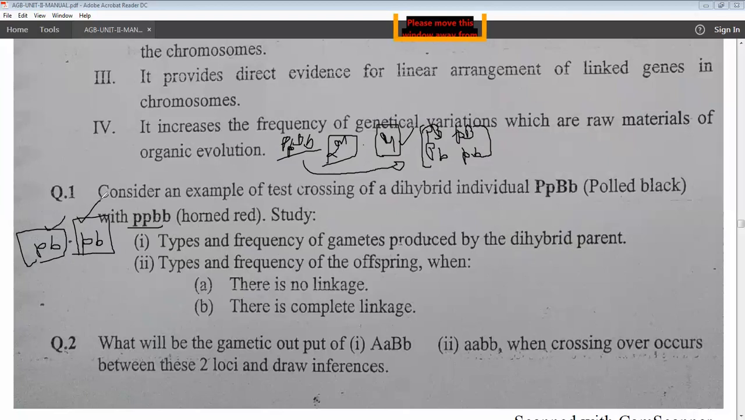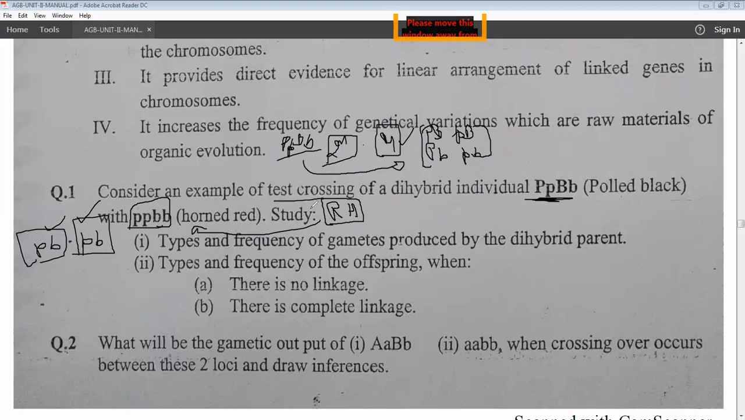This is the only kind of genes, gametes they are going to produce. Now, if we are crossing with the recessive homozygous, this is your recessive homozygous. If we are crossing one individual with the recessive homozygous, then this is the test crossing.